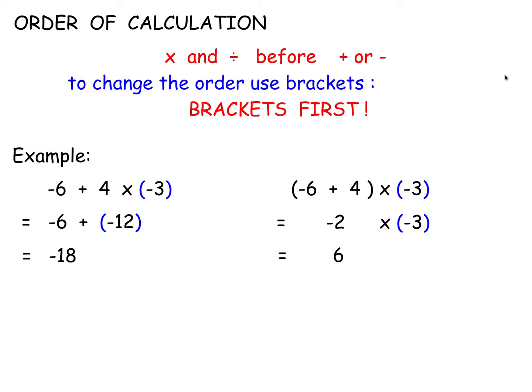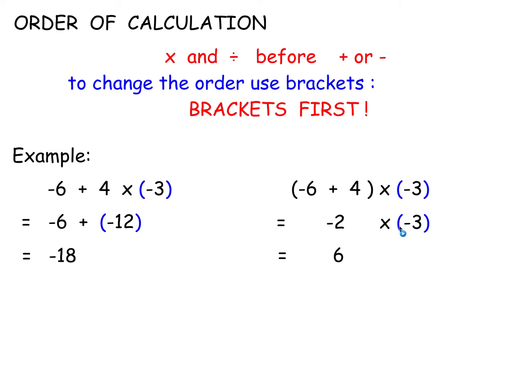So next is the order of calculation. This has come up before with decimals and with fractions. So you'd always do multiplication division first before you ever add or subtract. However, if you want to change that, use brackets. You do whatever's in the brackets first. So here, this is negative 6, add 4 times negative 3. You do the 4 times negative 3 first to get negative 12. Then you do the negative 6 plus negative 12. But there's brackets around the sum here. So you add negative 6 plus 4 in the brackets first, and then you multiply by the negative 3.